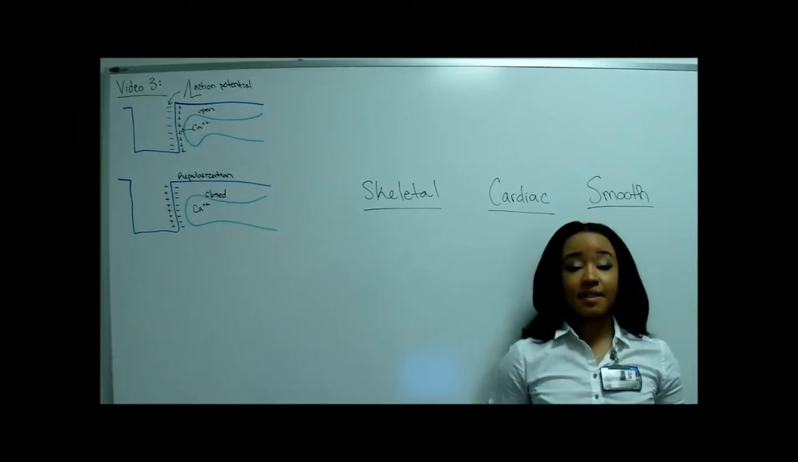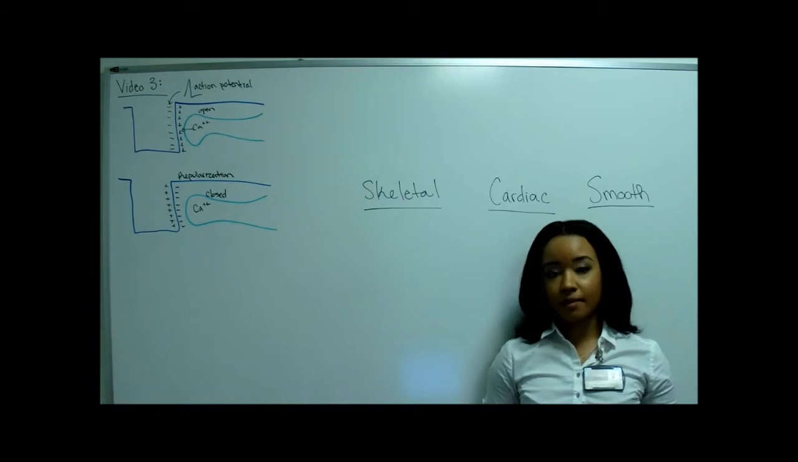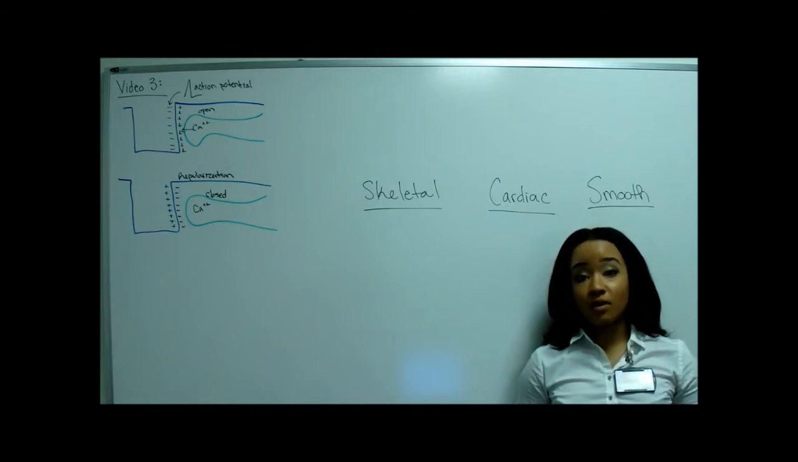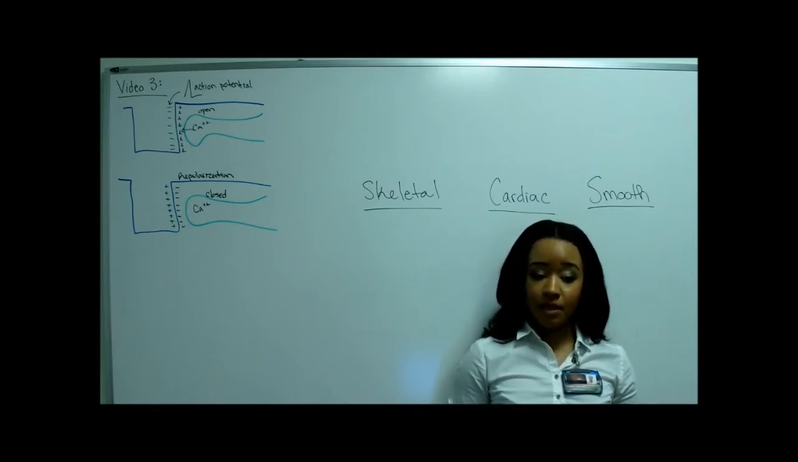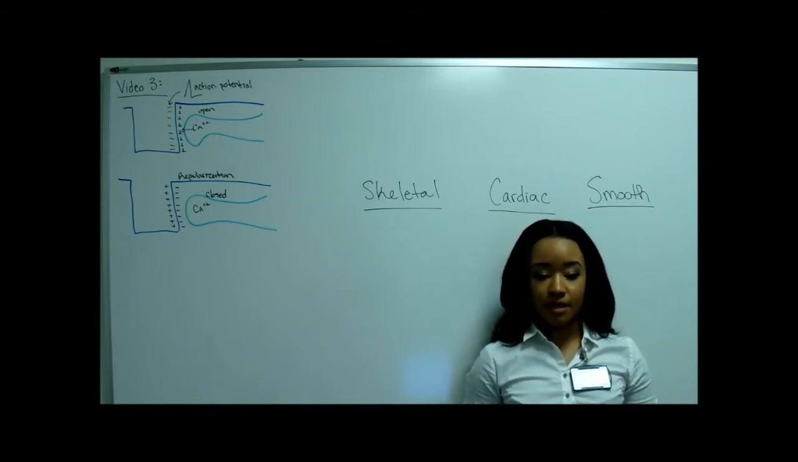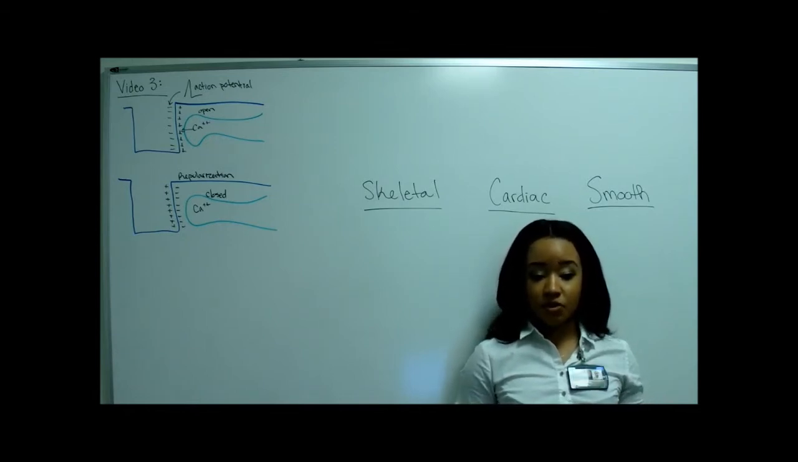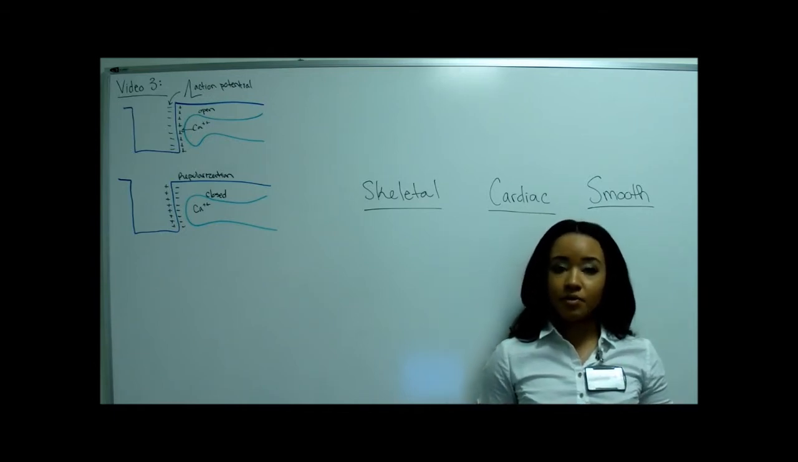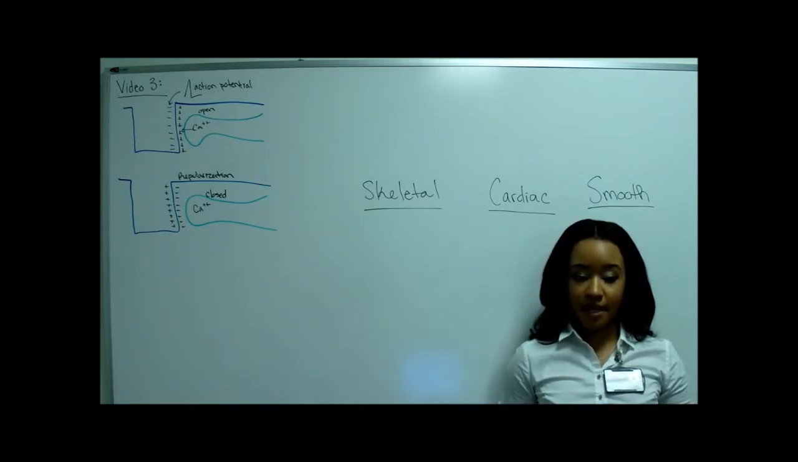Next, we're going to be discussing the excitation of skeletal muscle, cardiac muscle, and smooth muscle. The process of stimulating muscle will cause contraction, and it is called excitation-contraction coupling. This process converts an electrical stimulus to a mechanical response. The stimulus is an action potential, and the mechanical response will be the contraction. So we will compare the three different muscle types and how they are excited.